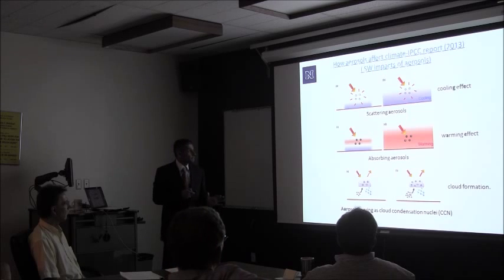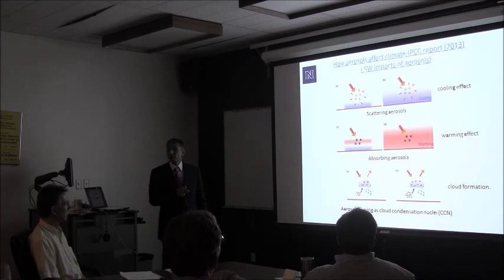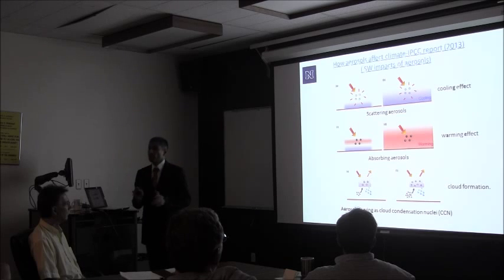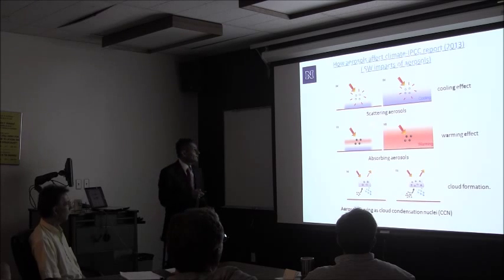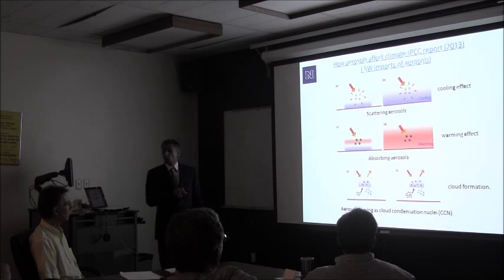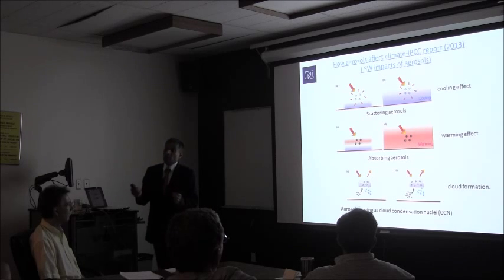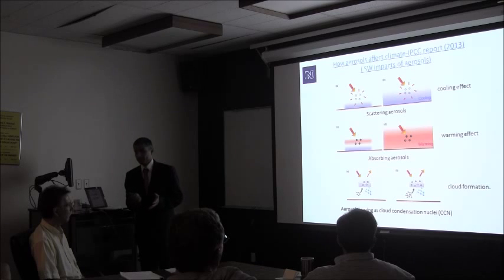These figures and this information I took from the IPCC report 2013. IPCC stands for Intergovernmental Panel on Climate Change. And from this figure we see that aerosols affect climate in various ways. The first one is scattering. The aerosols scatter the radiation, leading to a cooling effect. And the aerosols absorb radiation, leading to a warming effect. These two are called the direct effect of the aerosols on the climate.